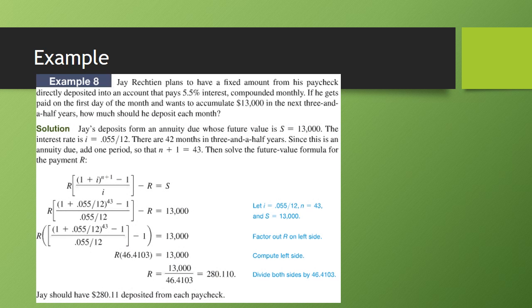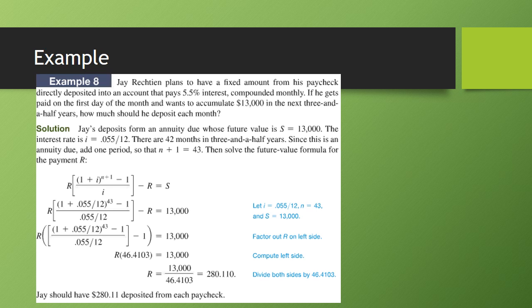Okay, this time we don't know R. We need to know the payments. What we do know is that he wants $13,000, which will be S. We know the interest is going to be 0.055 divided by 12, and there are 42 months in 3.5 years. So we're going to put all that information into our formula.